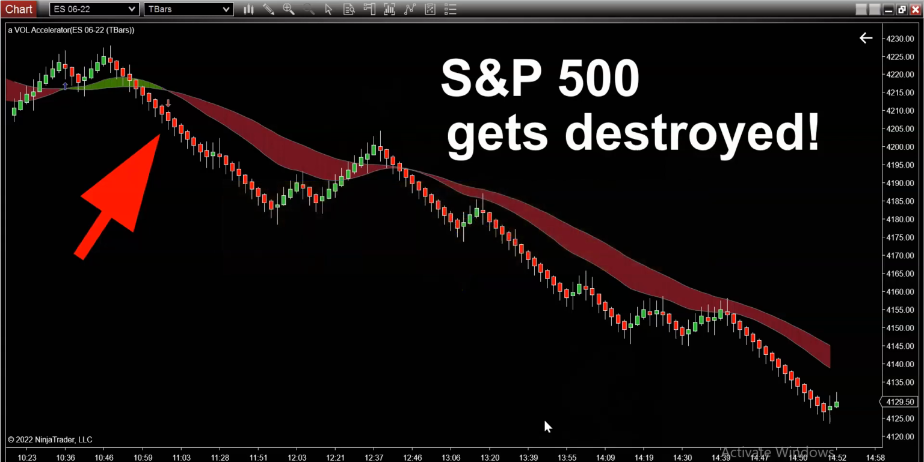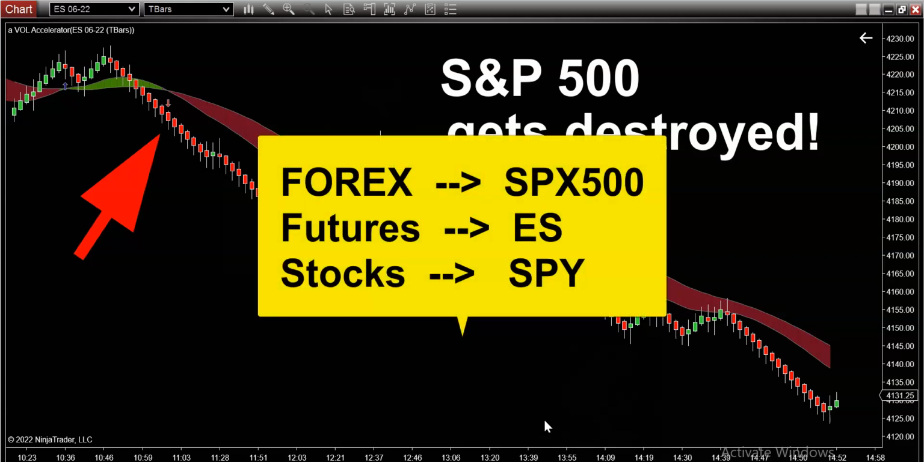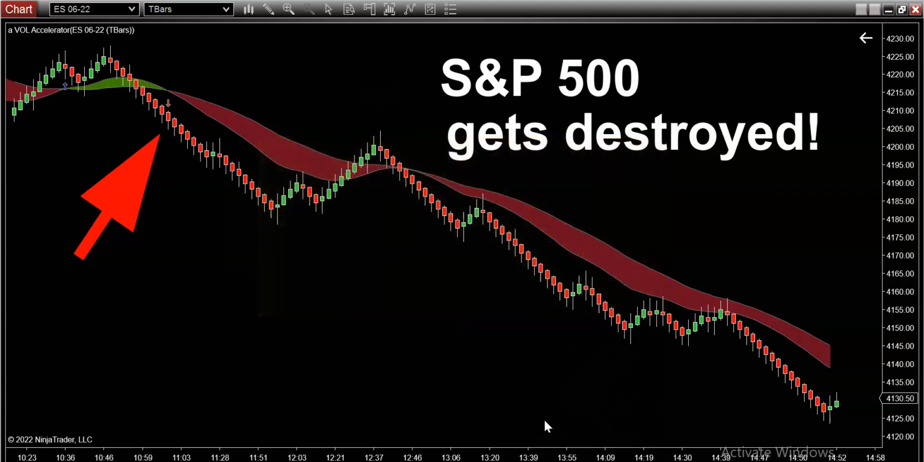Right? What you're seeing on the screen right now is a chart of today's price action on the S&P 500. If you trade Forex, your symbol is SPX 500. If you trade futures, your symbol is ES. If you trade stocks and options, your symbol is SPY. This green and red color band, folks, is our proprietary volume direction filter.